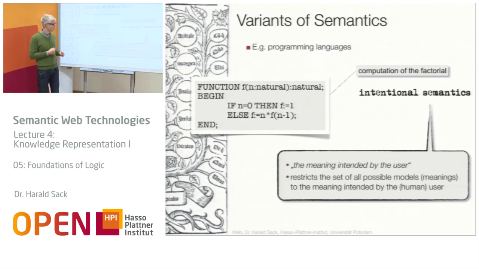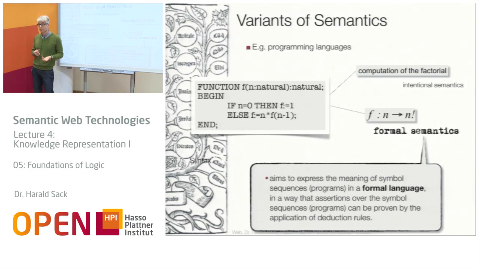So that's pretty simple. But on the other hand, we also have the so-called formal semantics. And here you see in the formal semantics for this expression given in a programming language, we have the mathematical definition of what a factorial is. So the formal semantics aims to express the meaning of the symbol sequences in the form of a formal language in a way that assertions over the symbol sequences or over the programs can be proven by the application of deduction rules. So this is the formal semantics.